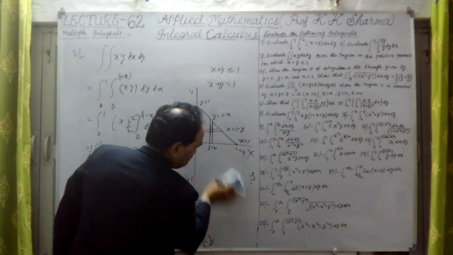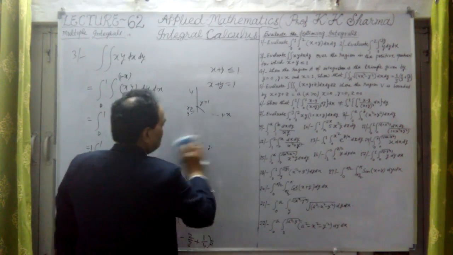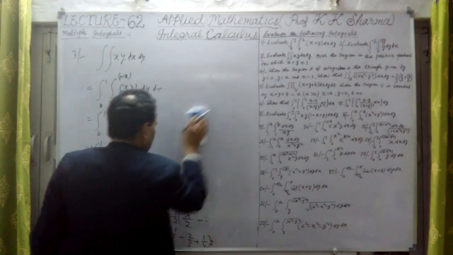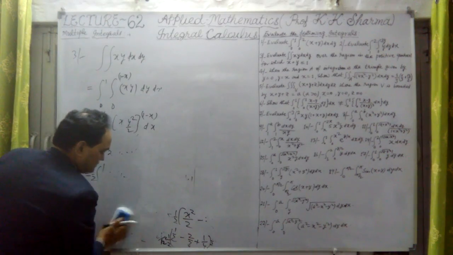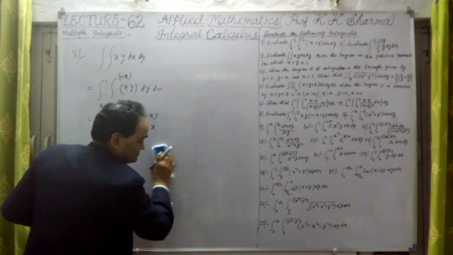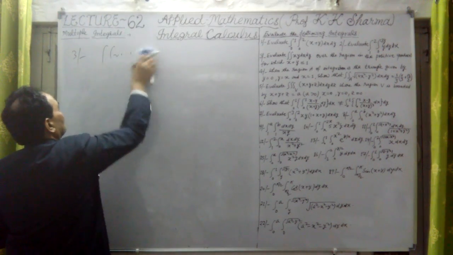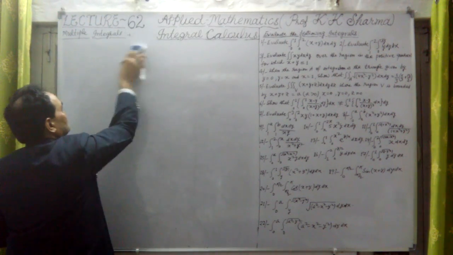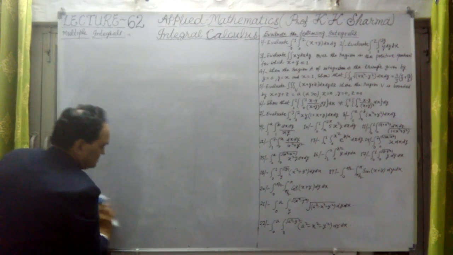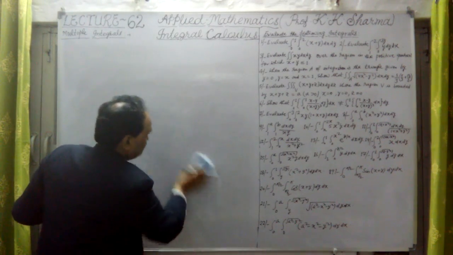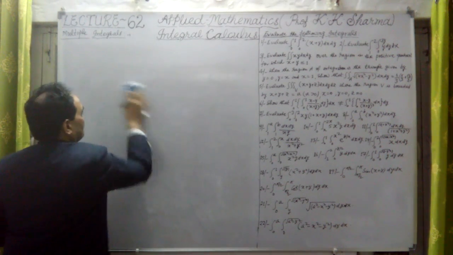Now let me talk about the 4th question. It could be done in another way also. We could take the x limits, x equal to 0 to 1 minus y, in the end, and then 0 to 1 for y. So in that way also we could do it. The same answer will be obtained. That's not a matter of discussion. It can be done in that way also.